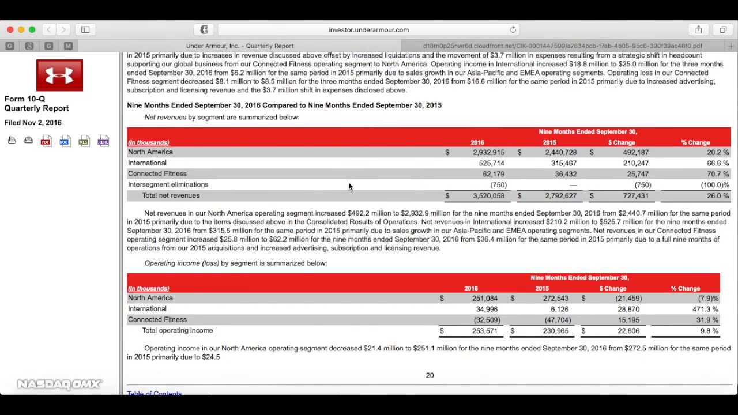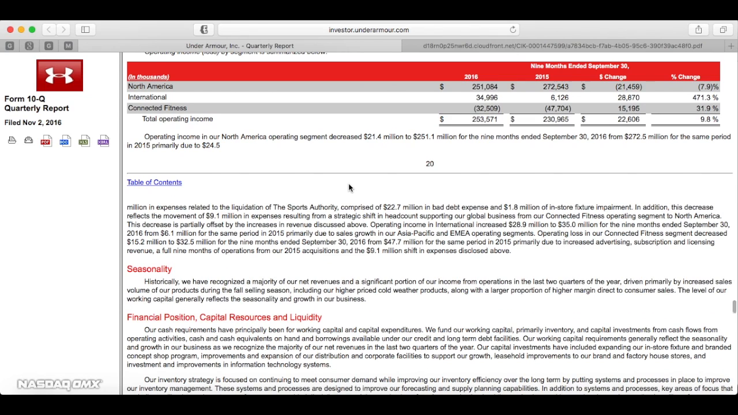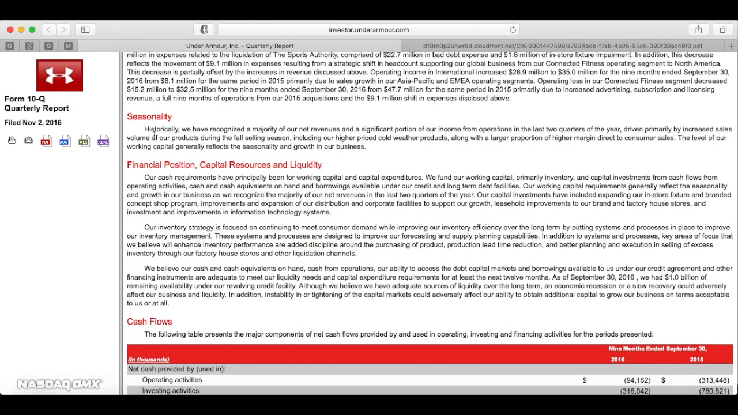Here it is for 9 months, same thing. They tell you seasonality, cold weather products, other types of things here. This is all a lot of SEC mumbo jumbo.